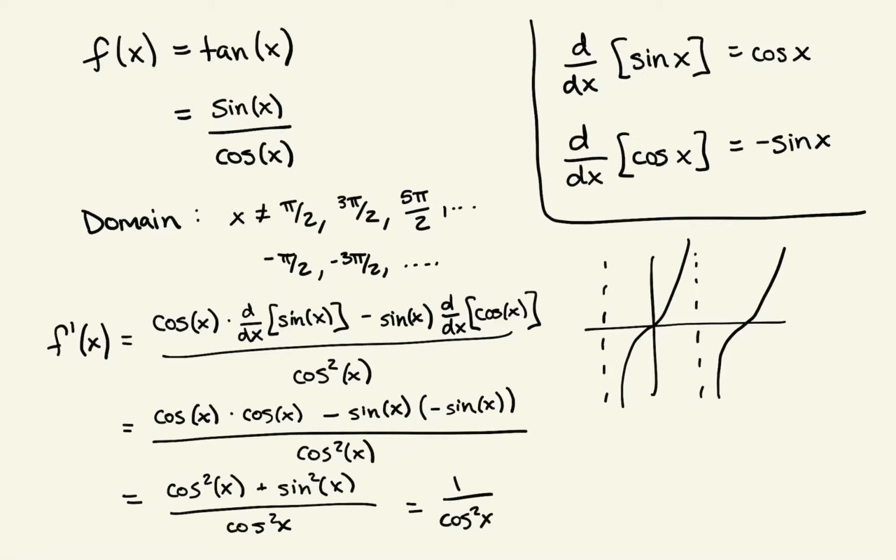Okay, so the derivative of tangent x is 1 over cosine squared x. But this actually has a sort of more common name because 1 over cosine x is usually referred to as secant of x. So 1 over cosine squared x is secant squared x. And the domain of this will be the same as the domain of f of x. So secant squared x will exist everywhere that cosine x is not equal to 0. So everywhere except the places pi over 2, 3 pi over 2, etc.